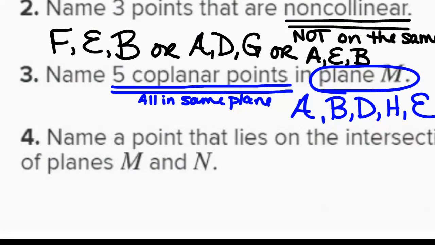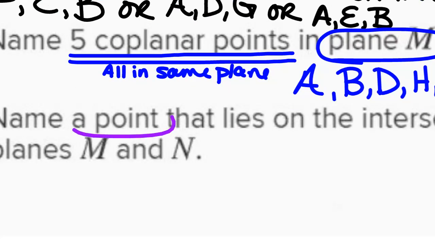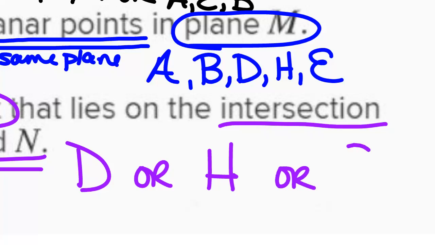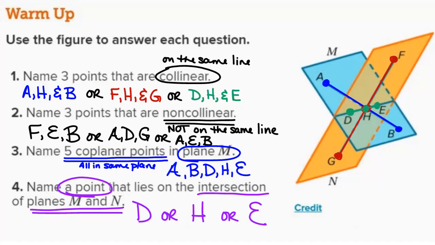And then the last one here, number 4, name a point that lies on the intersection of planes M and N. So I'm looking right here at this line where it shows the orange and blue planes intersecting. So you could have answered point D, point H, or point E. Any one of those 3 would have been correct. You only needed one of those. So D, or H, or E. Just one of those would have been correct there. If you had more than one, that's awesome.